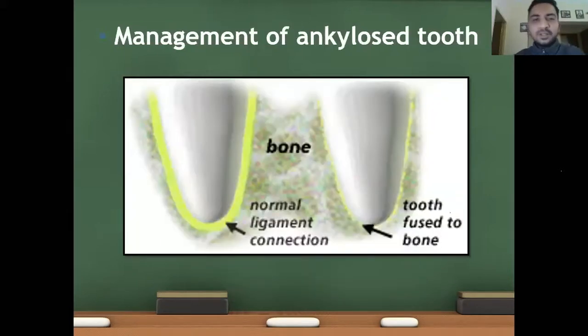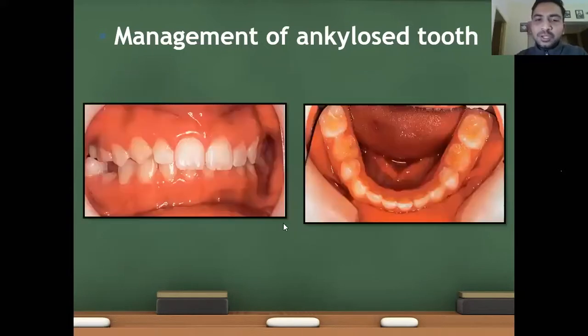Okay. Point number 6 is the management of the ankylosed tooth. At times we have deciduous tooth or teeth which are fused to the bone. You know what is an ankylosed tooth. The tooth is fused to the bone and there is no normal periodontal ligament between the tooth and the bone. So the tooth is fused to the bone, meaning the tooth will not be able to erupt fully in the occlusion. As you can see here, this is an ankylosed deciduous tooth and it is not able to erupt fully in the occlusion. It is also seen in this photograph.